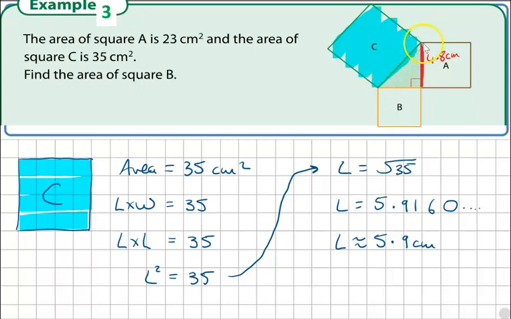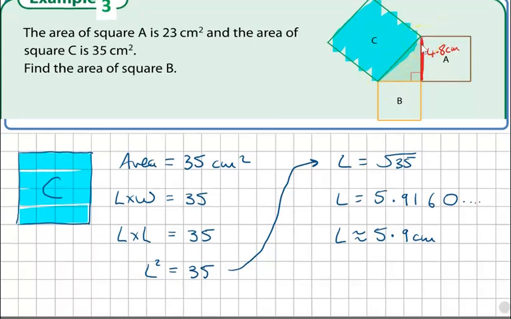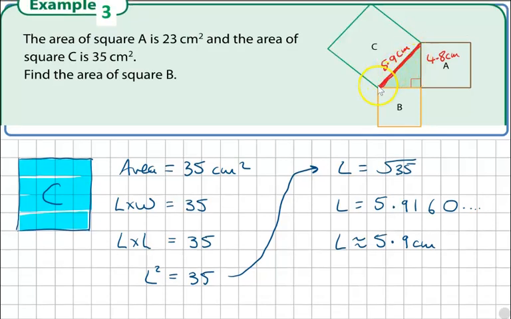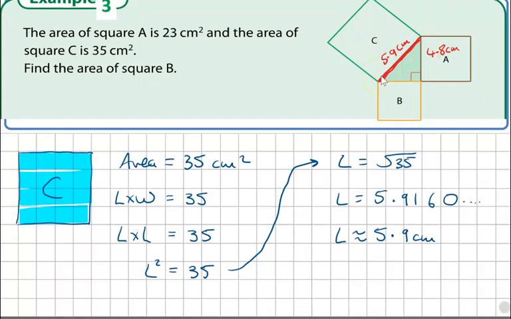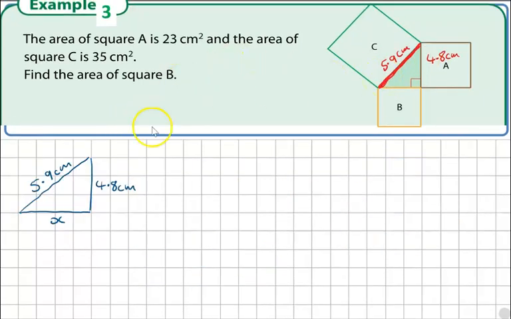And it also happens to be the hypotenuse of the triangle. So that line there in red is 5.9 centimeters. It's the length of the side of square C, but it's also the hypotenuse of the triangle. I've just drawn out the triangle here separately. We know that the height is 4.8 centimeters and the hypotenuse is 5.9 centimeters. We want to try and find the base, which I'm going to label as X. And it's also the length of square B.